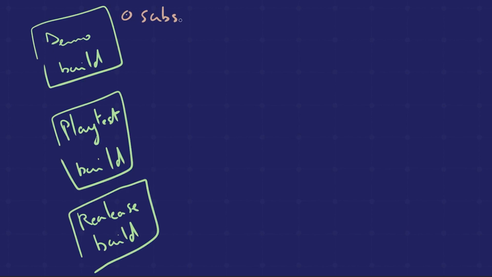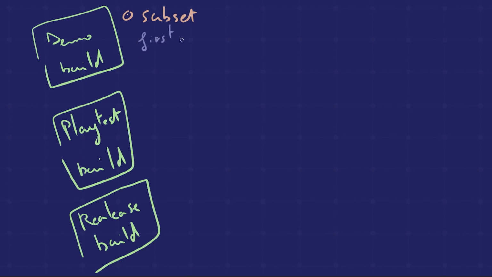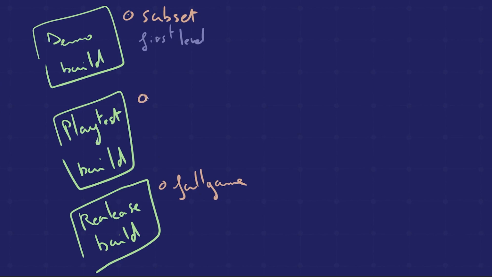The demo build might be a subset of your game, maybe just the first level, whereas the release build is your full game with everything included. Maybe the playtest build has the same content as the release build, but with achievements disabled and cheat codes enabled to quickly navigate through the game during playtesting.